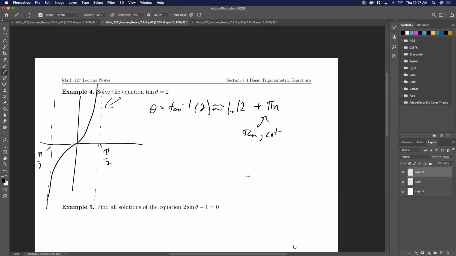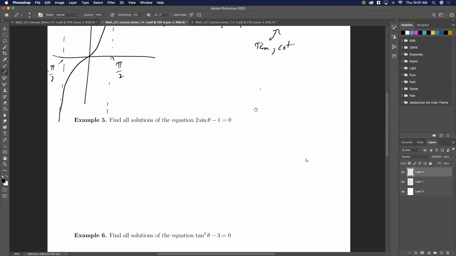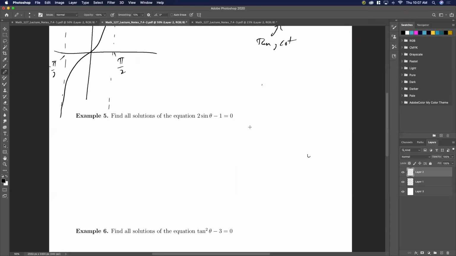All right. So let's actually start solving equations for a little bit. Here we have 2 sine theta minus 1 equals 0. So what do we need to do first? We want sine by itself, so we're going to move over the negative 1. So we'll get 2 sine theta is equal to 1. Then we're going to divide out the 2, so I'll have sine of theta equals 1/2.